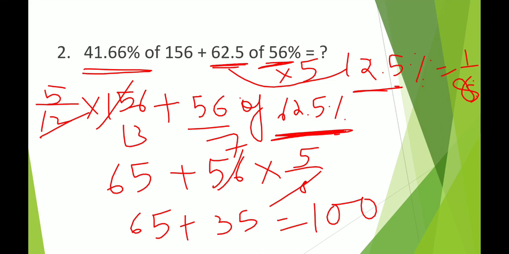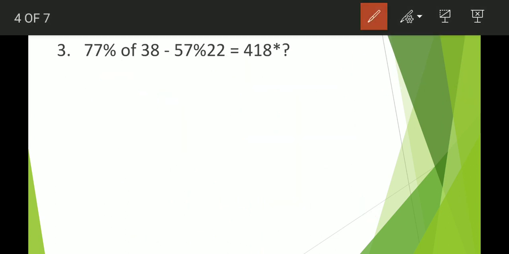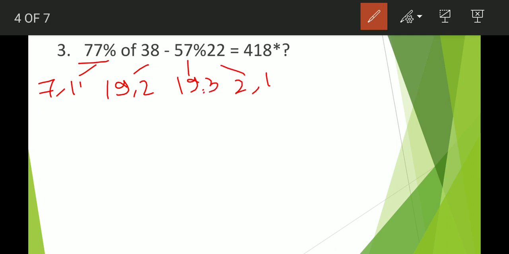So next, let's move on to our next question. In this question, the percentage values are such that if we convert them into fractions, it won't help us much. So what can we do? We can simply factorize these numbers. 77 can be written as 7 into 11. 38 can be written as 19 into 2. 57 as 19 into 3, and 22 as 2 into 11.